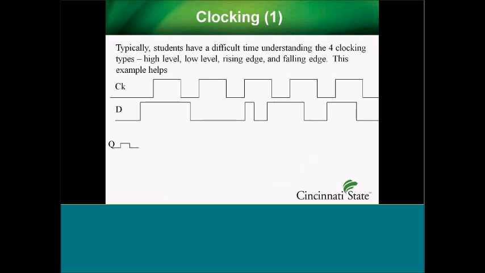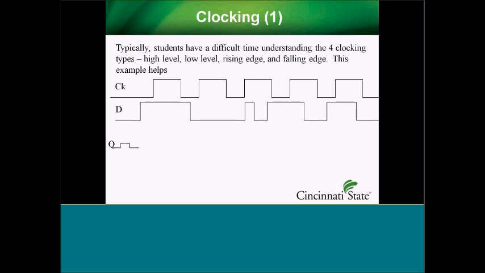One thing that students have difficulty understanding is the four clock types. You have four clocking types for flip-flops: high level, low level, rising edge, or falling edge. I like to give them the exact same clock and data stream for each of those four conditions. I'll work through this here. Again, this is all recorded, and if anybody needs any of these slides, I'm happy to send them to you. This is a good exercise that really helps the students understand it.